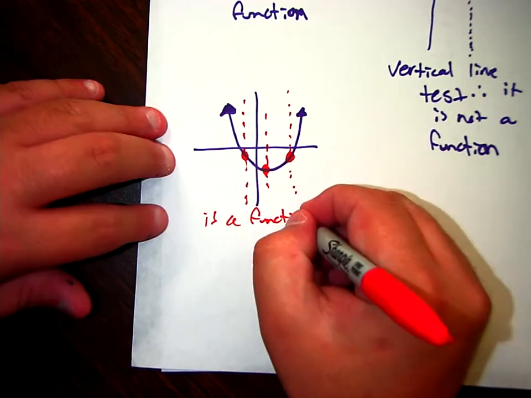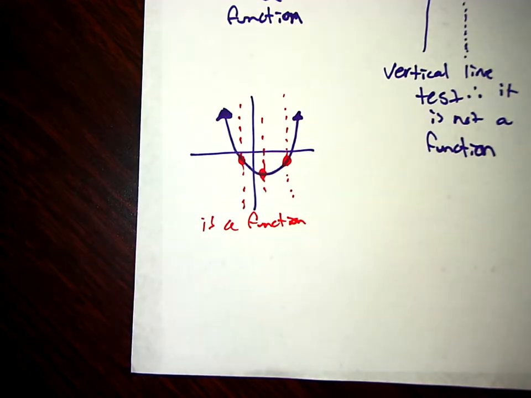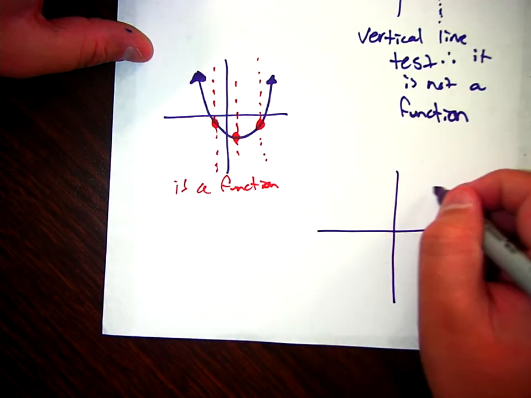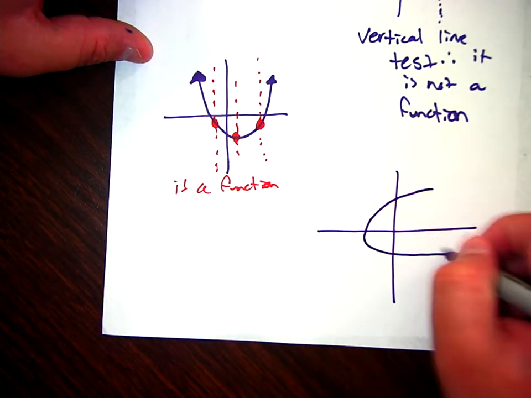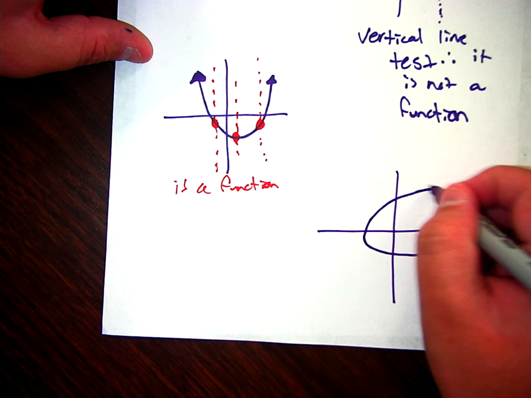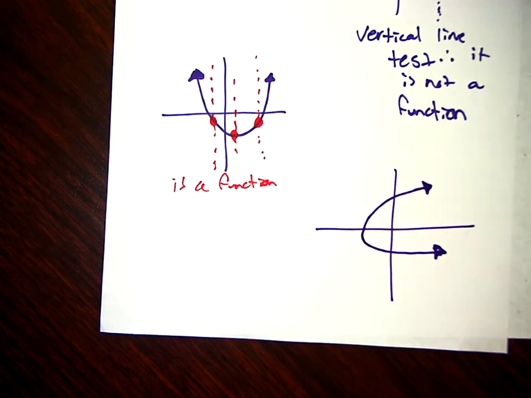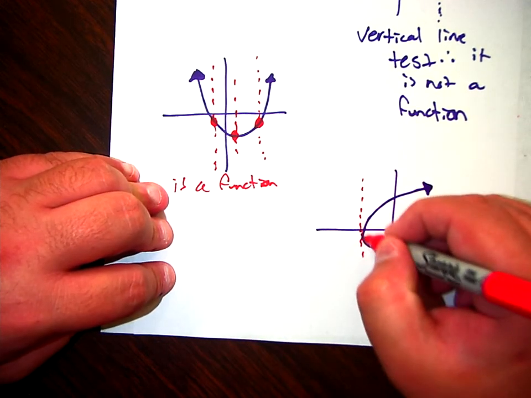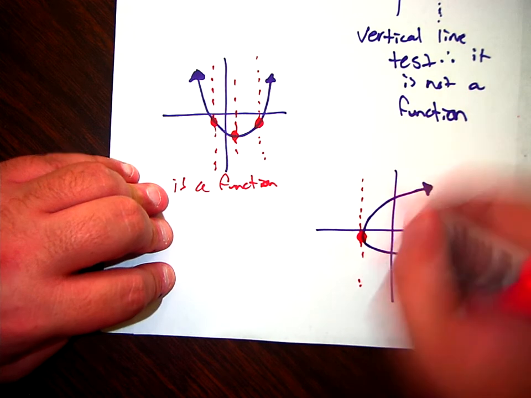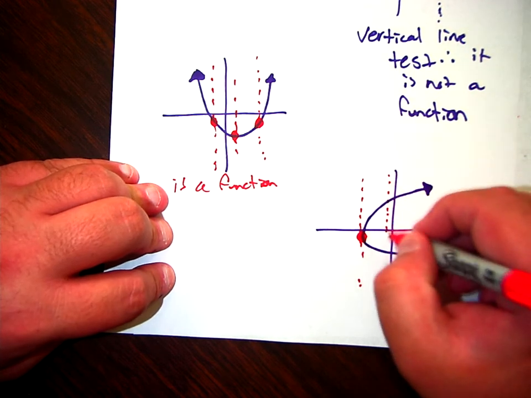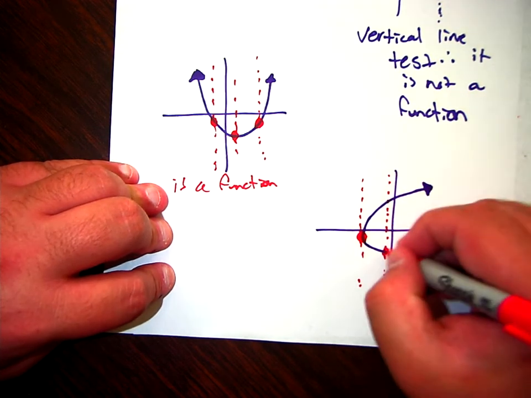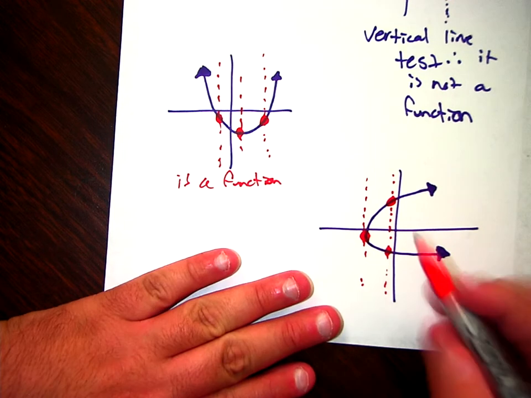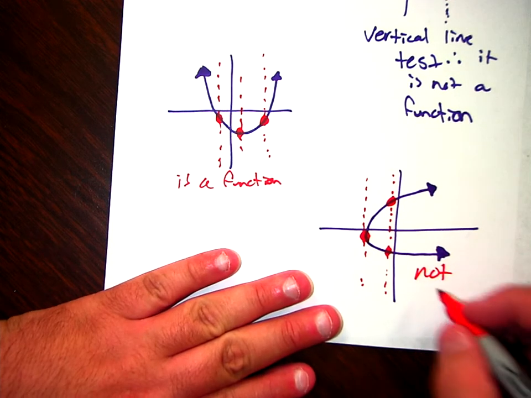But if you look at this graph, we turn it sideways. Now, over here at the very bottom, it may touch just once. But if I shift that line over a little bit, it's going to touch twice. Okay, so this one is not a function because it fails the vertical line test.